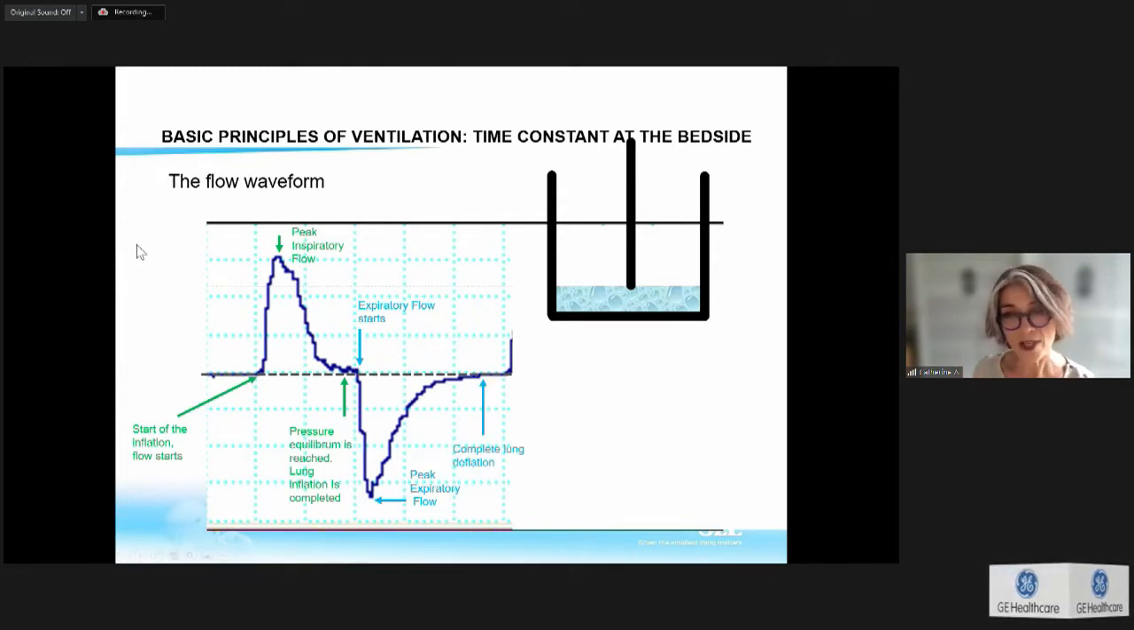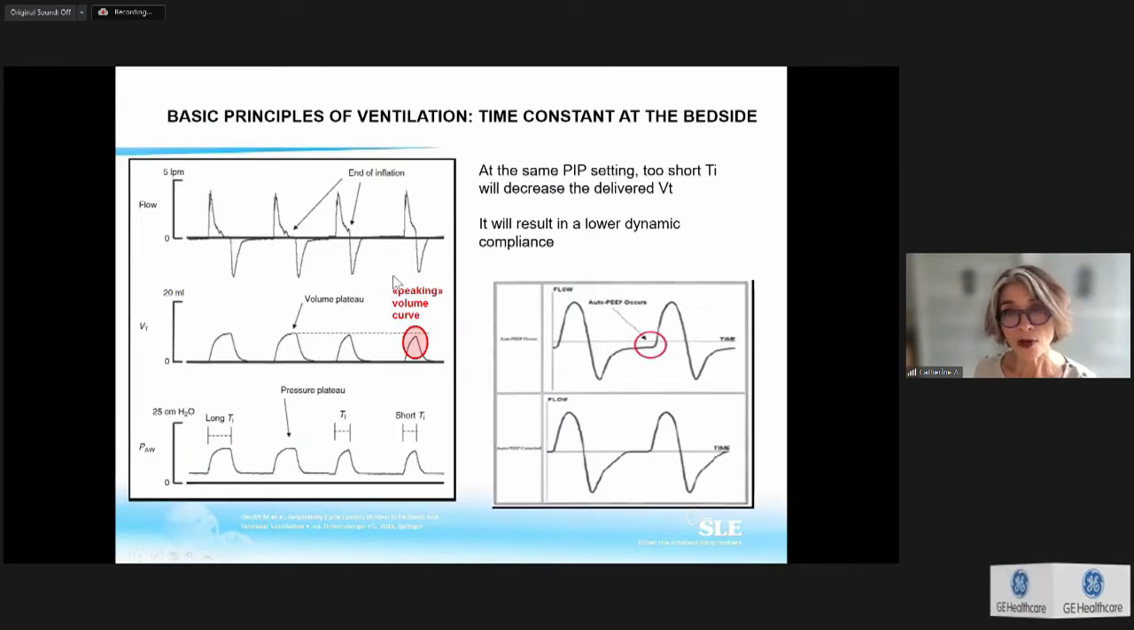Whenever I set my ventilator, I will always make sure that my time constant is sufficient just by looking at my waveform, that I have enough time for the flow to go back to 0, during inspiration and exhalation. Very important. So if I look at this one, for example, what they have done here is that they reduced the TI. Look, the flow is going back to 0, very nice. But here you see the flow is not going back to 0 anymore.